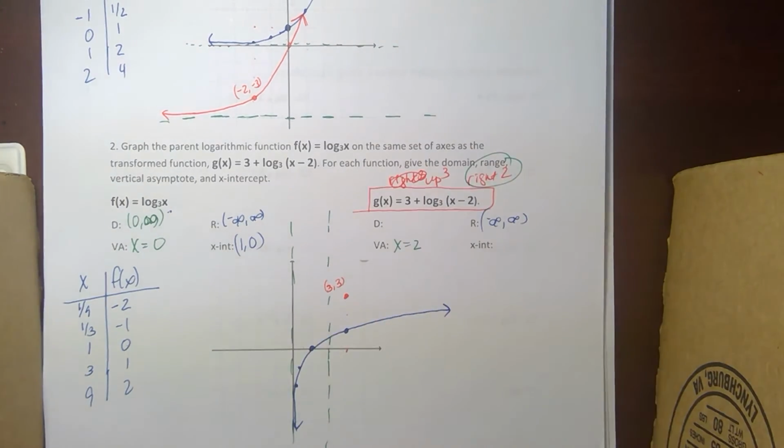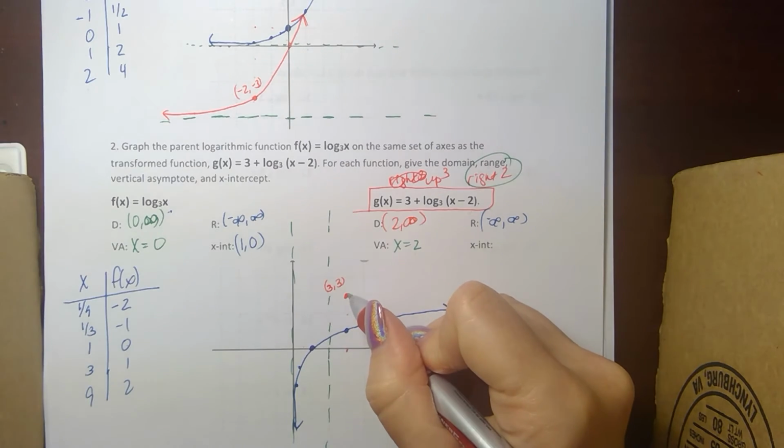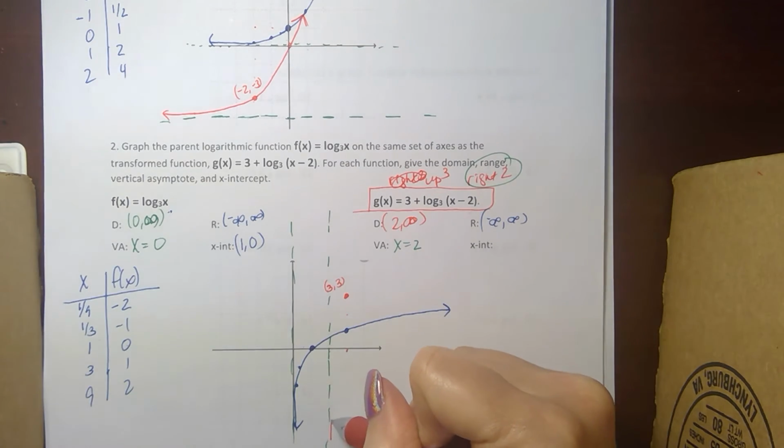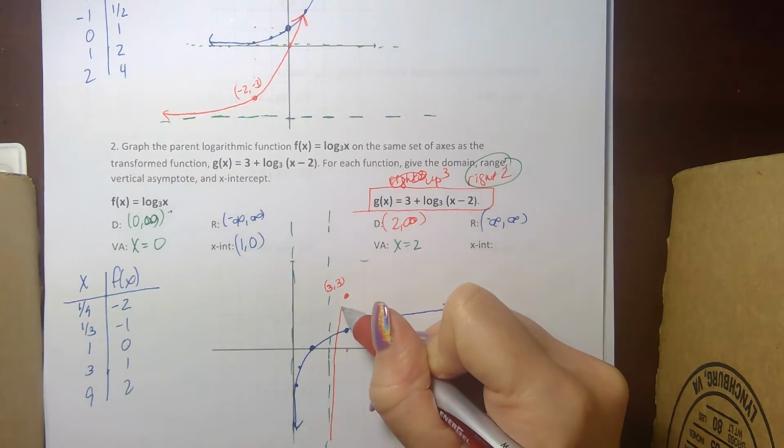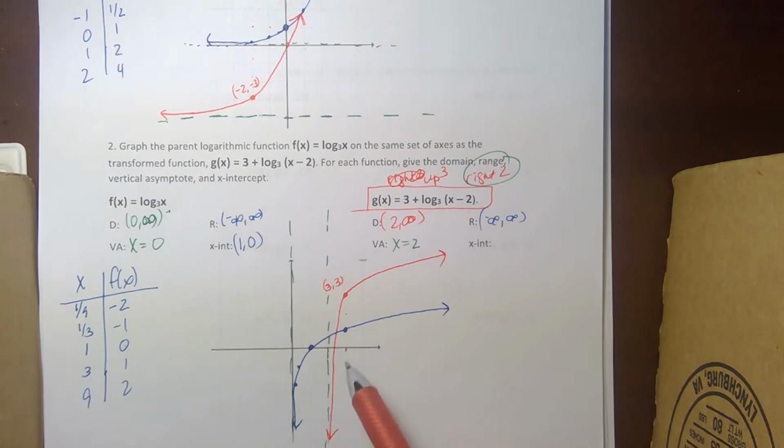That limits the domain. The domain is going to be limited from 2 to positive infinity. So I take my asymptote and that point that I moved, and I'm going to sketch my transformed function. Now the x-intercept, I can visually see that the x-intercept occurs between 2 and 3.